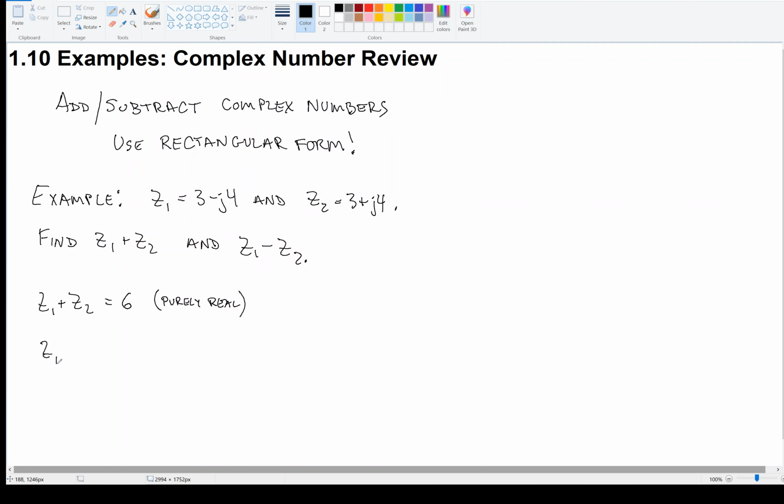And let's do Z1 minus Z2. The components just subtract. So I've got 3 here, minus 3, so that's 0. I've got minus j4, and then minus j4, so that's minus j8. Okay, that's the answer. That's purely imaginary.